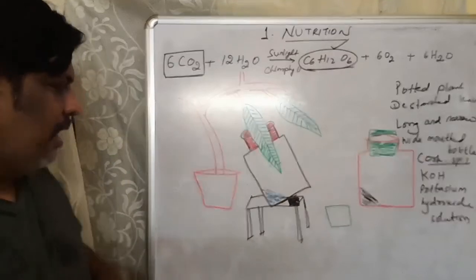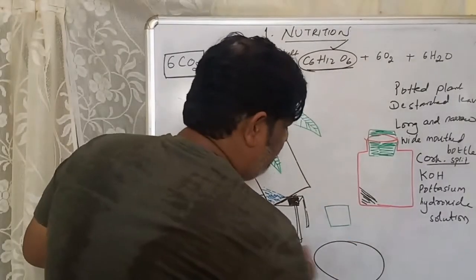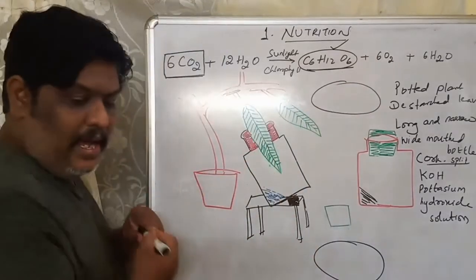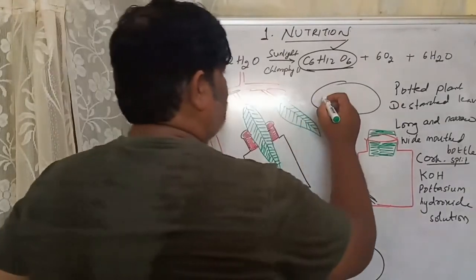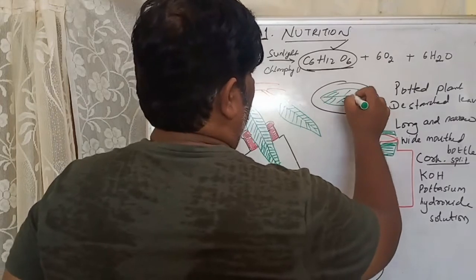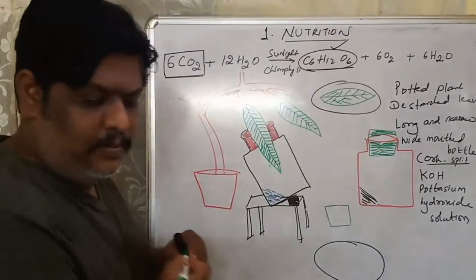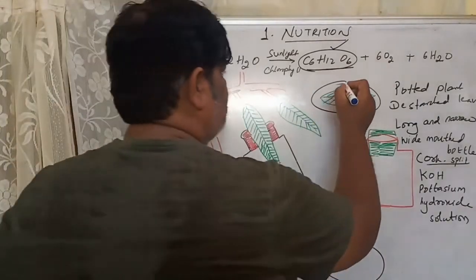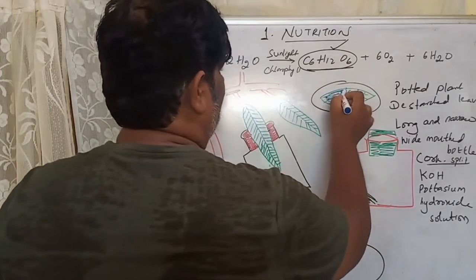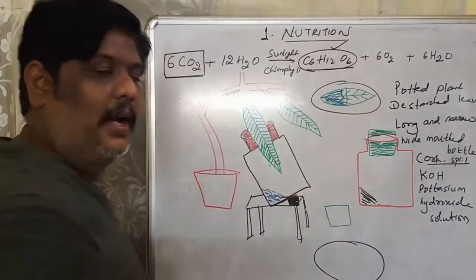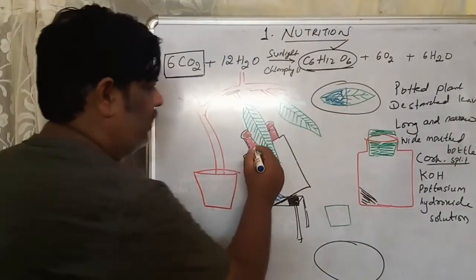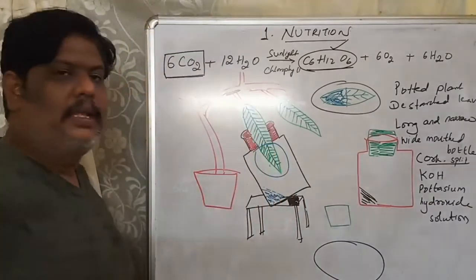And then you have to take this in a small petri dish. Okay, let me draw it here. We'll take the leaf in a petri dish, and when you do this petri dish experiment, what will happen is only the part which is exposed outside the bottle will show the presence of starch, whereas the part of the leaf which is inserted in the bottle will not show any color.